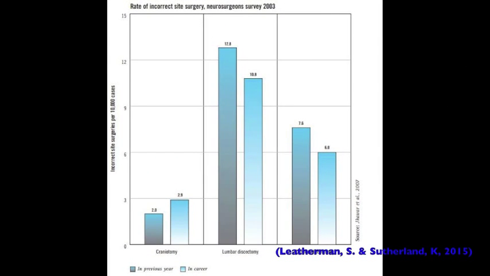This bar graph depicts the rate of incorrect site surgery during craniotomy, lumbar discectomy, and cervical discectomy per 10,000 cases in Canada in 2003.